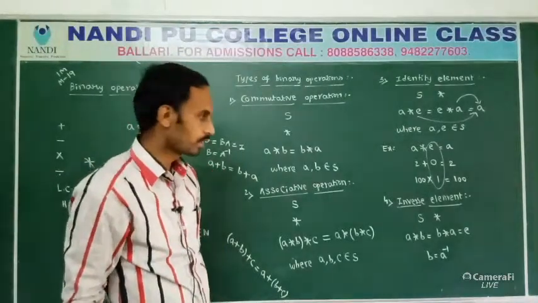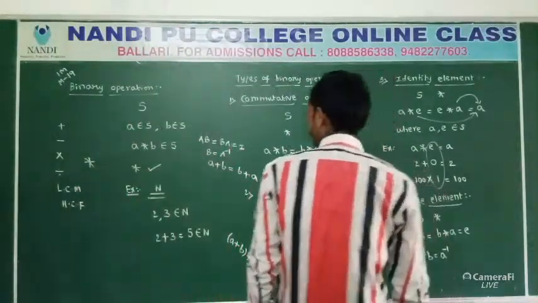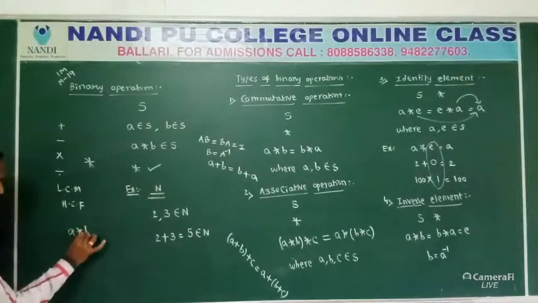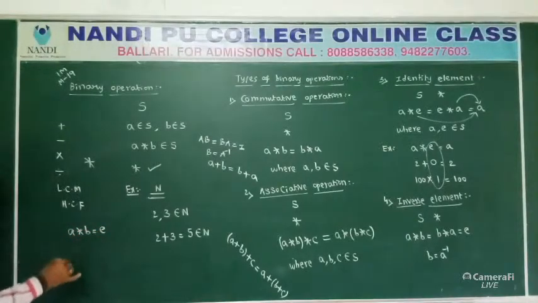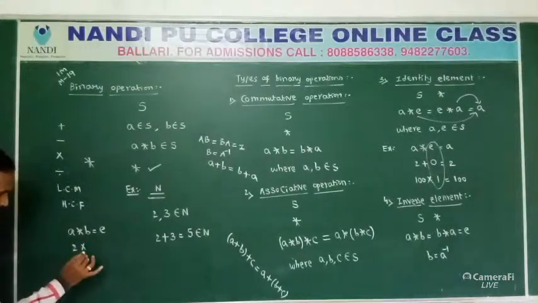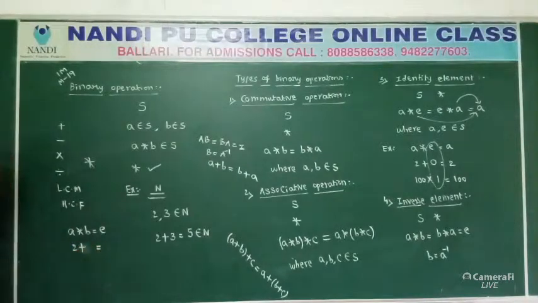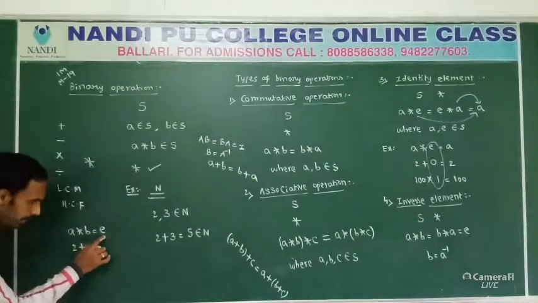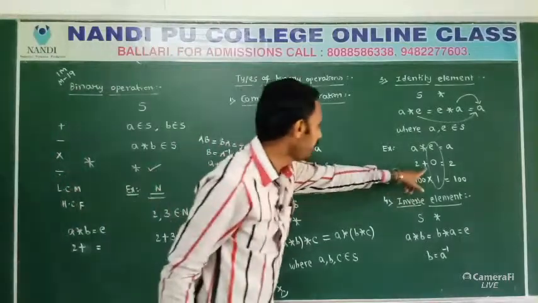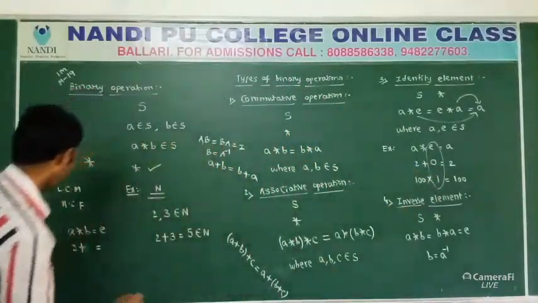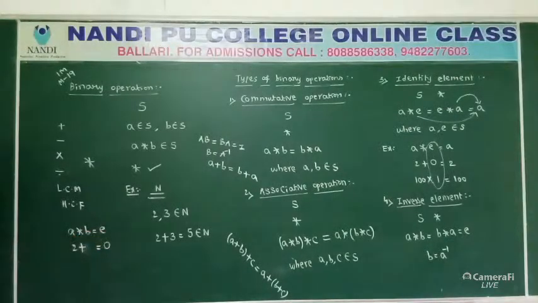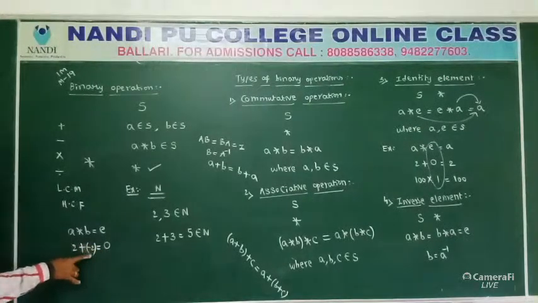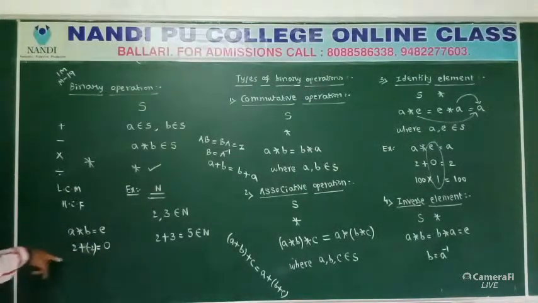Okay. Suppose we take an example. A star B is equal to E. This is the inverse law. First I take plus. I take one element 2. Under addition, what is the identity element? Under addition, the identity element is 0. So 0. By adding what will you get 0? Minus 2. So minus 2 is called the inverse of 2.